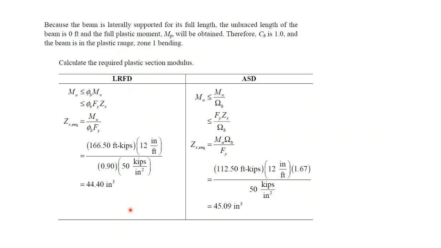Also, what it says here is the beam is laterally supported for its full length. So its unbraced length is 0 because it's laterally supported for the full length. If your unbraced length is greater than that specified for this particular section, then your Cb value will change, and that will come up in other problems. For this problem, Cb equals 1.